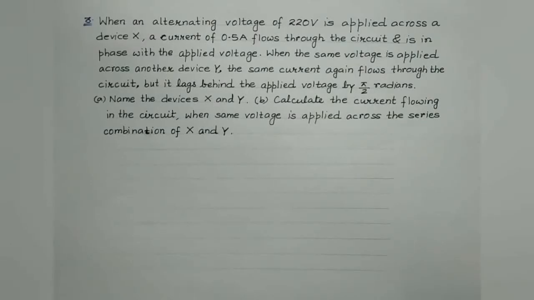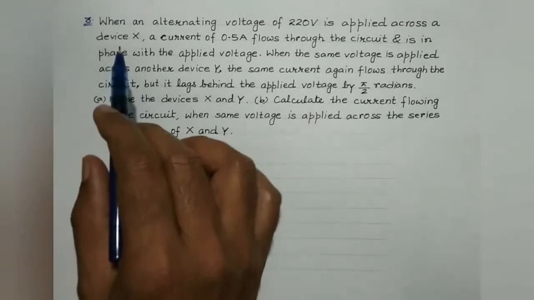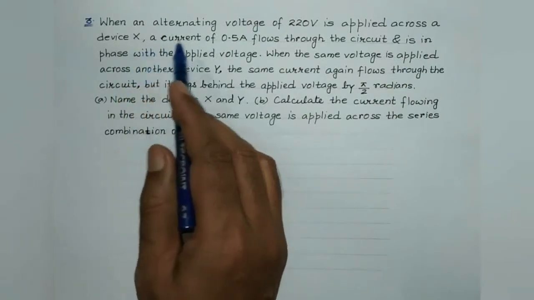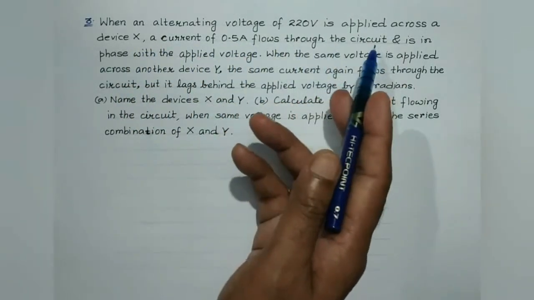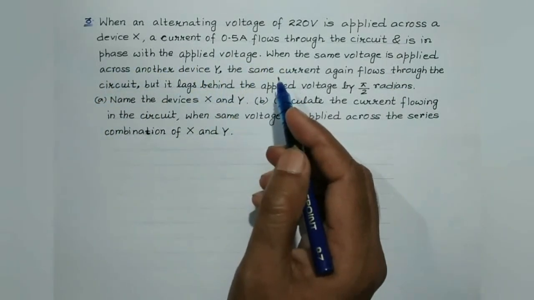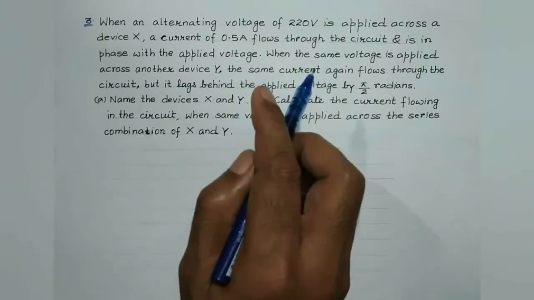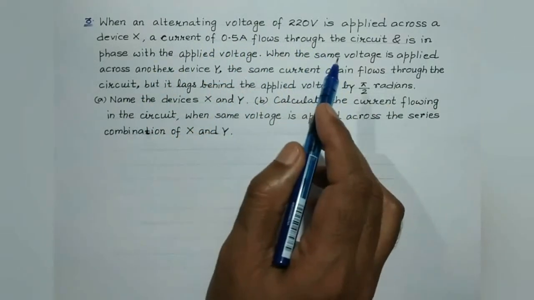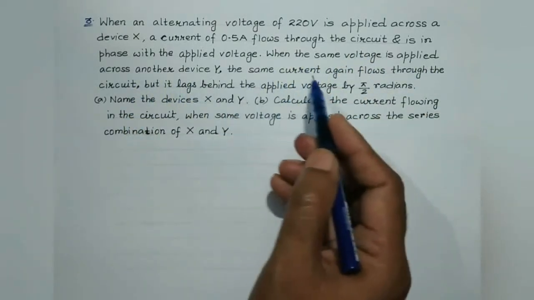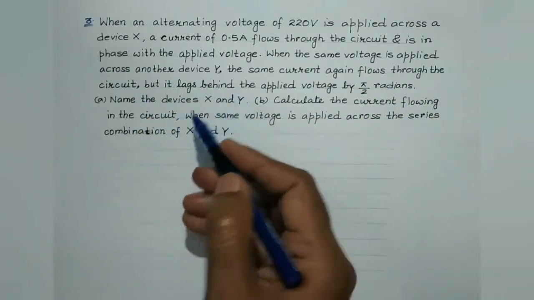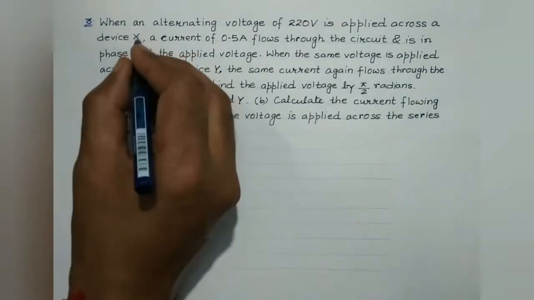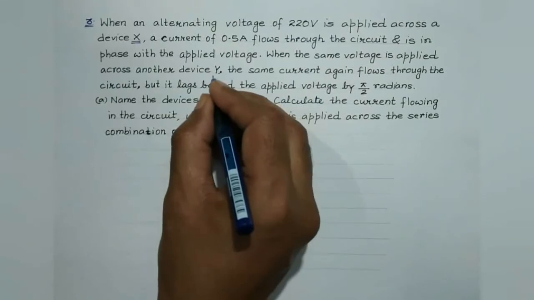Let's attempt this third question. It's a very, very interesting one. When an alternating voltage of 220 volt is applied across a device X, a current of 0.5 amperes flows through the circuit and is in phase with the applied voltage. Now look students, in the case of a resistor only, the voltage and current are in the same phase, right? Now the question states, when the same voltage is applied across another device Y, the same current again flows through the circuit, but it lags behind the applied voltage by pi by 2 radians. We are supposed to determine the devices X and Y, right?